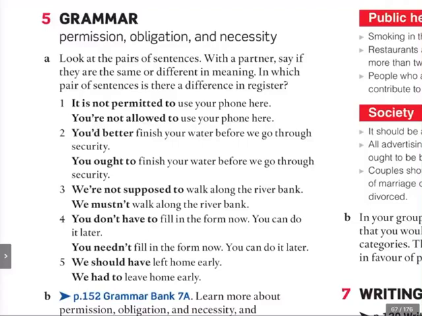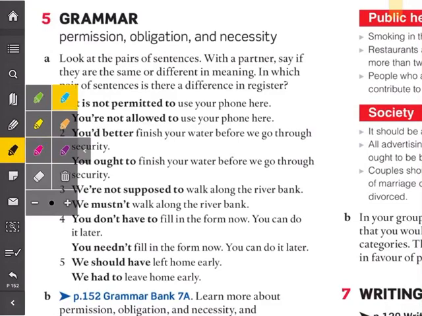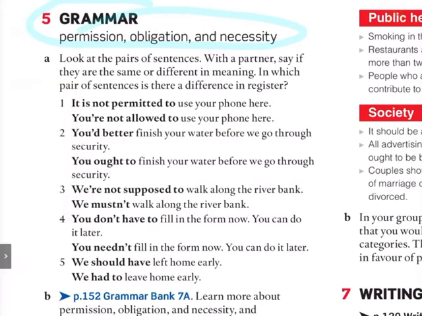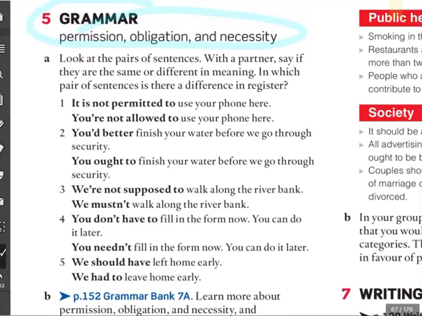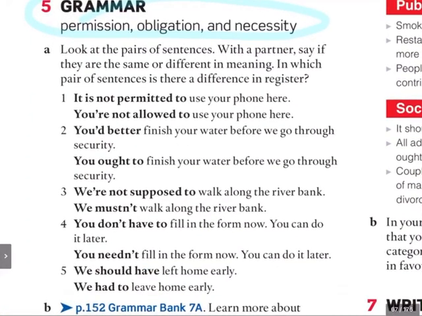So, good evening, and today we're going to look at page 67, exercise 5, our grammar exercise, and we're going to talk about modal verbs, permission, obligation, and necessity, and of course other expressions to talk about permission, obligation, and necessity. So let's start with letter A. Can you see it says, look at the pairs of sentences with a partner, say if they are the same or different in meaning. In which pair of sentences is there a difference in register?